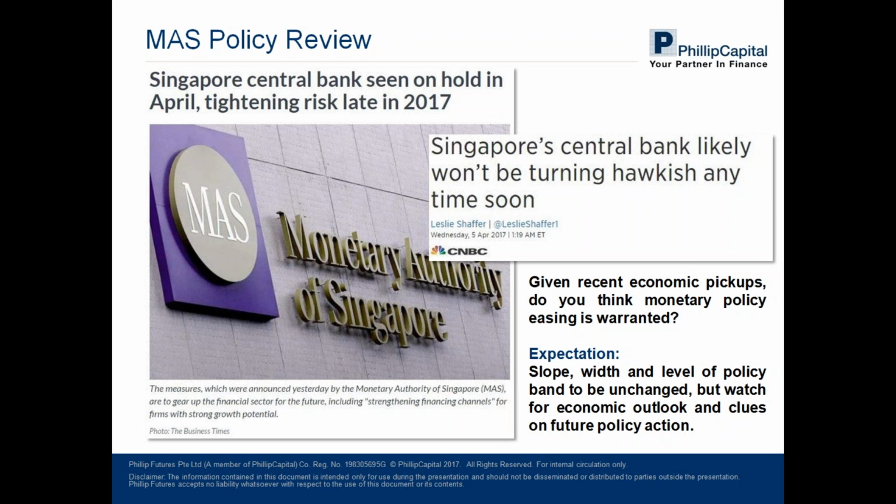While there's been quite a lot of expectation that nothing much is going to change with regard to the policy stance by the MAS, other things to watch out for from this statement would be the MAS release of its economic outlook and also clues on future policy action, because markets are expected to act on this news as well. All right, so watch this.